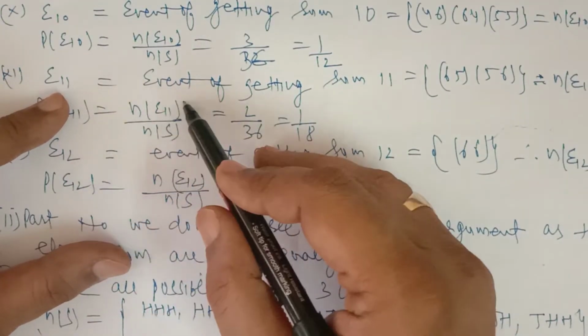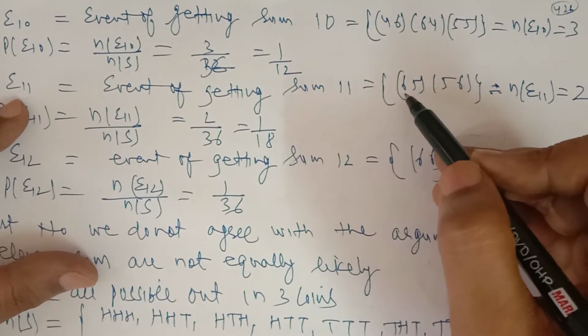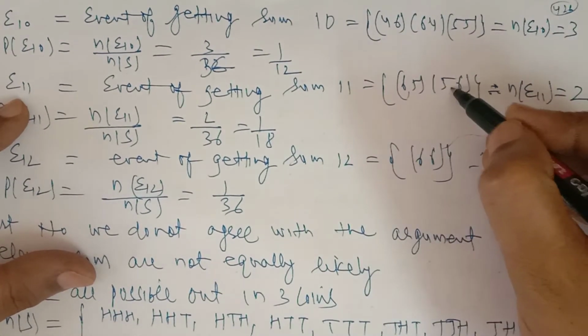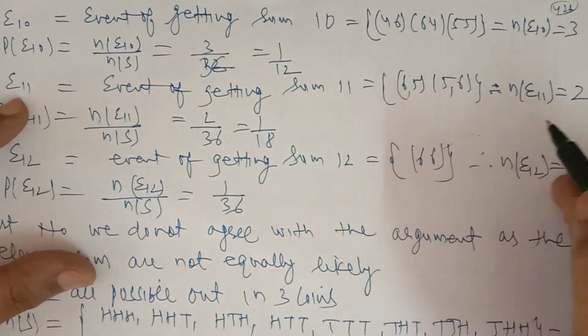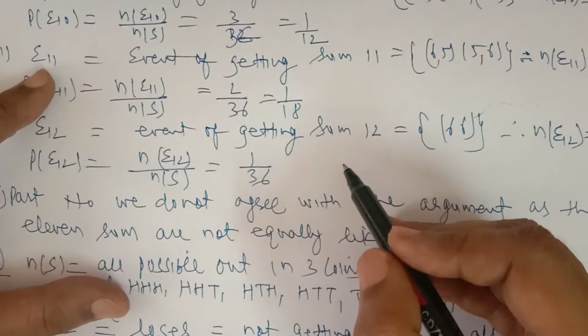Let E11 be the event of getting a sum 11. So how can we get 11 as the sum? 6 on the first die and 5 on the second, or 5 on the first and 6 on the second. So how many events are there? Only 2. The probability of getting a sum 11 will be 2 upon 36, that is 1 upon 18.